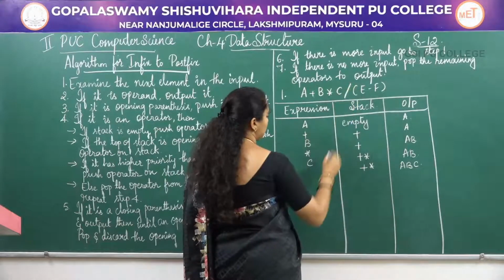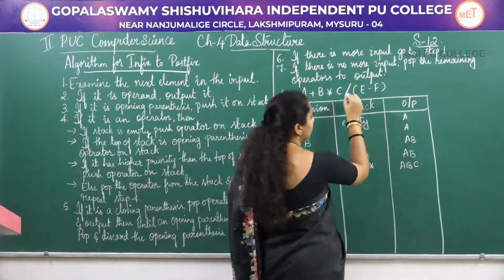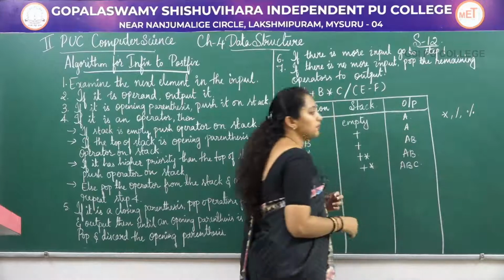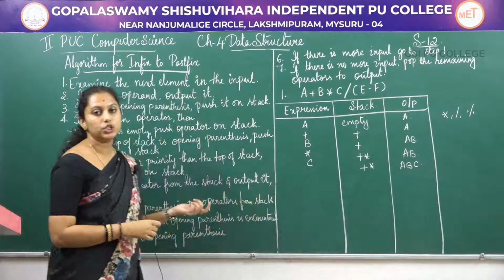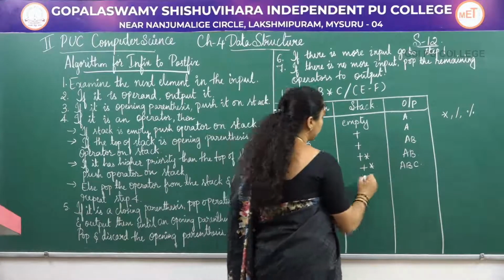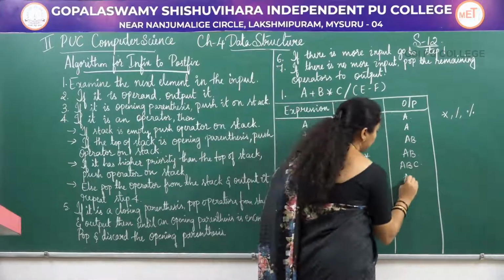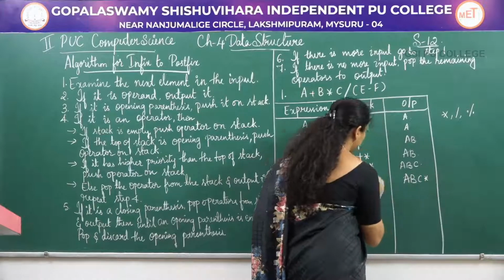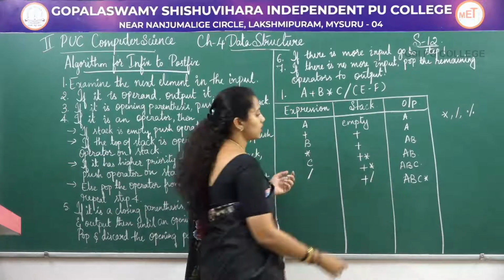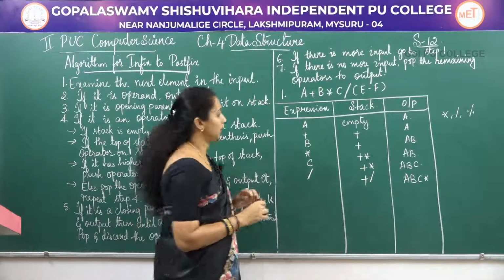Next is the slash symbol, which is nothing but the division symbol. Here, star, division and modulus symbols have higher priority than the addition and subtraction symbols. So what are we going to do? I am going to pop this multiplication symbol, and I am pushing this division symbol into the stack, because multiplication, division and modulus symbols have the same priority.